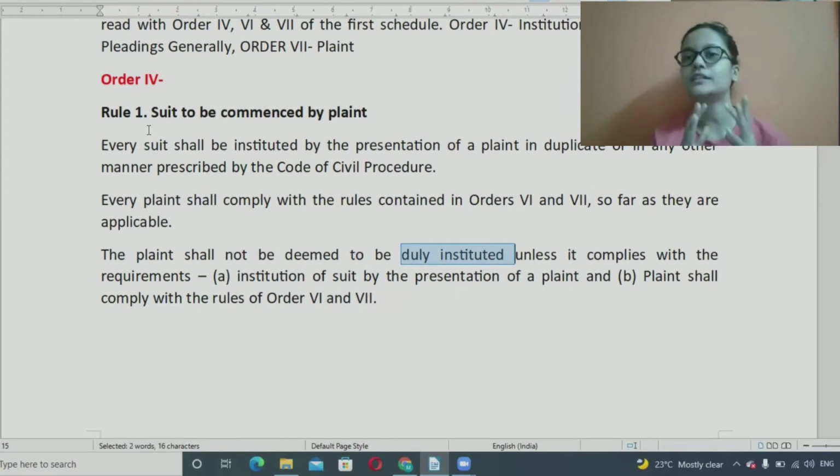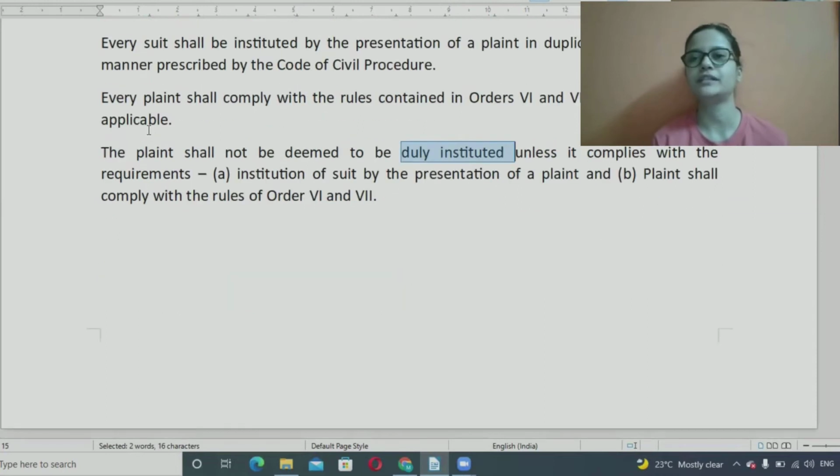See, the orders provide so much detail, right? You need to write it in the given format, follow this rule and that rule. But the section just said, okay, institute a suit. So that's the basic difference between order and section.